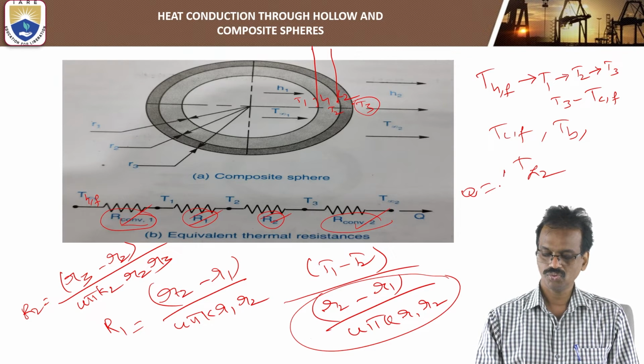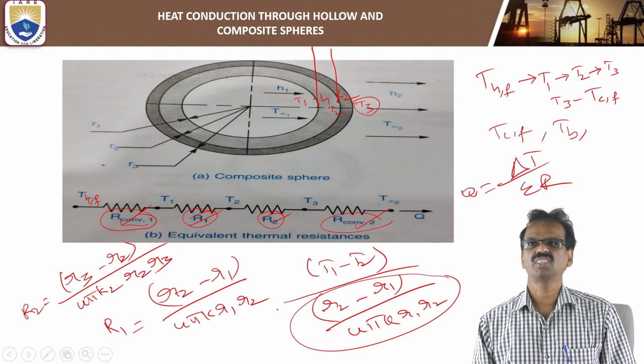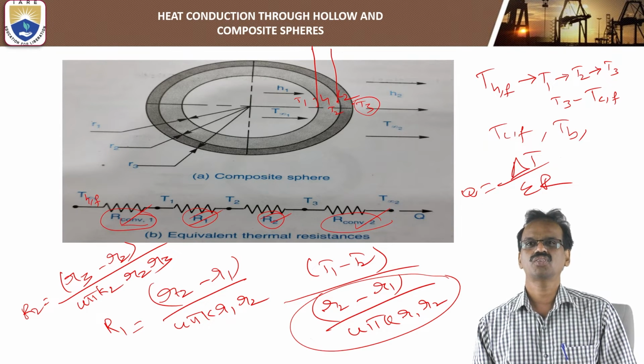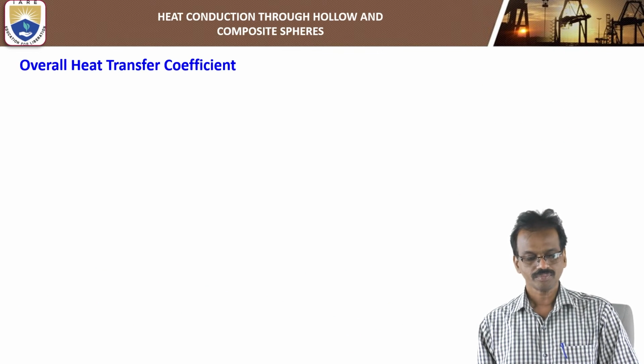It means Q is equal to delta T, that is initial and final temperatures, by sigma R. You can add all the thermal resistivities. So by using this electrical analogy formula, we can solve the numericals easily. That is the benefit of that one.